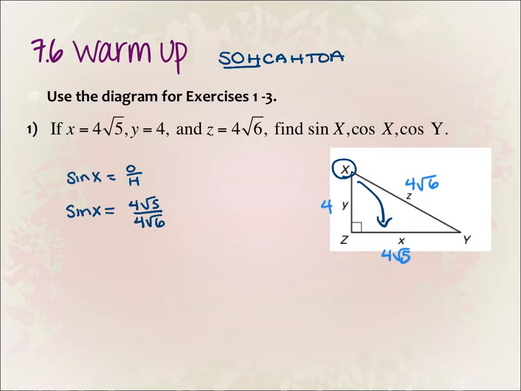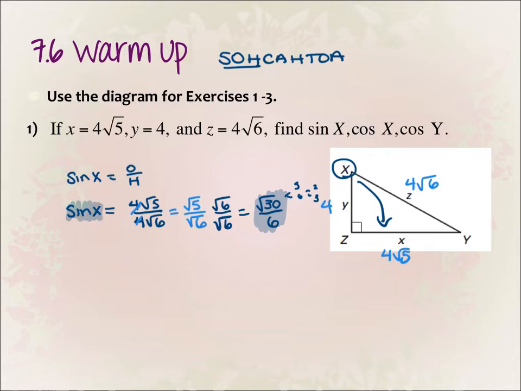Now the 4's are going to cancel out, and I get root 5 over root 6, but you can't leave that square root in the denominator. So I'm going to multiply both the numerator and the denominator by root 6, and then square root 5 times square root 6 is square root 30, over square root 6 times square root 6, which is just 6. You want to double check that you can't break 30 down, which is 5 and 6, or 5 and 2 and 3. Nothing's going to repeat. So that's going to stay as the most simplified form of the sine of x.